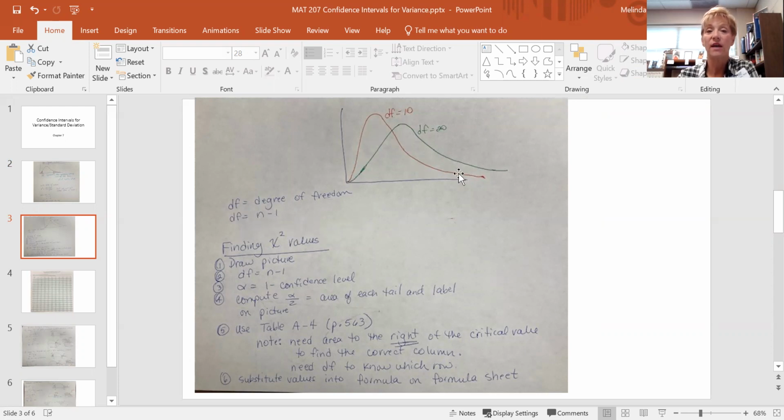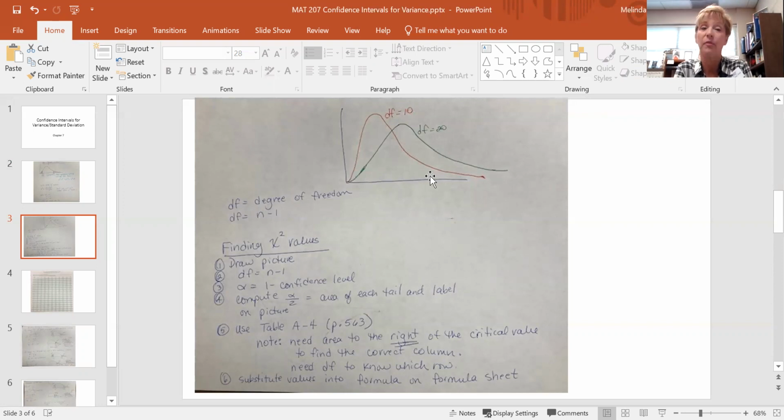Now, what I want to show you that your book points out is this. This red curve is if there were like 11 in the sample, because 11 minus 1 would be 10. So that would be my chi-square distribution if I had a degree of freedom of 10. Well, look what happens when you have 21 in your sample instead. 21 minus 1 would be 20, so your degree of freedom would be 20. Notice that as the sample size increases, this chi-squared curve does start looking a little more like a normal distribution. They wanted to point that out to you.